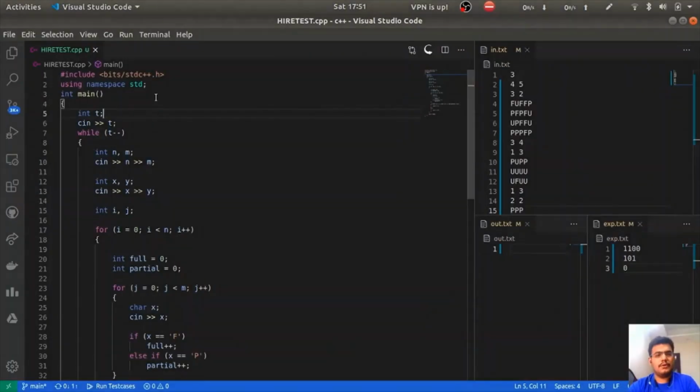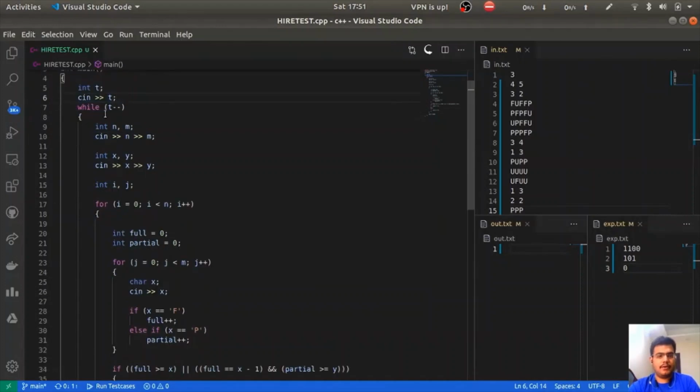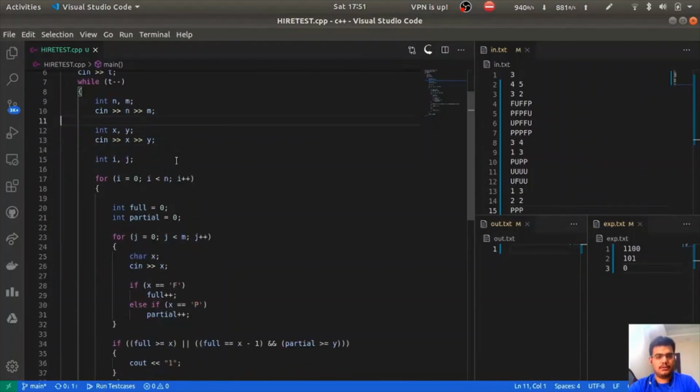When it comes to the code implementation, the first variable which we need to take as input is none other than the number of test cases. While iterating for each of the test cases, firstly we need to take input n, m, x and y, where n represents the number of candidates, m the number of questions, and x and y are the same variables which are used in the question.